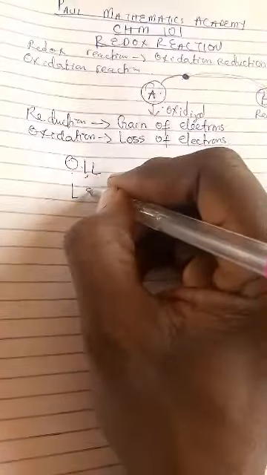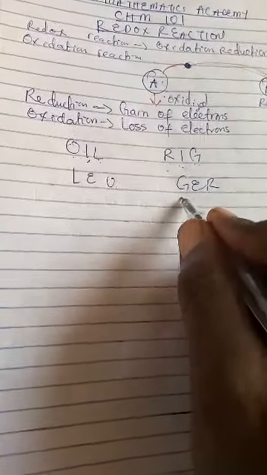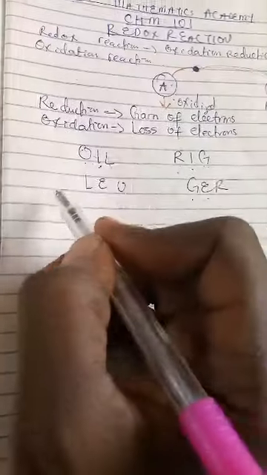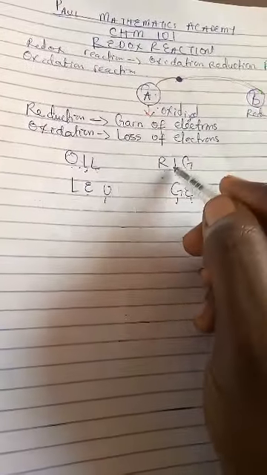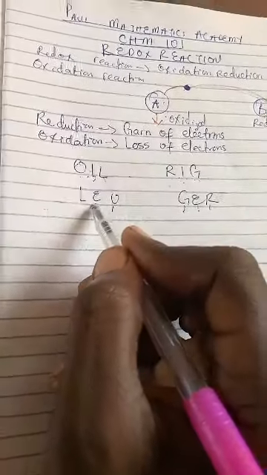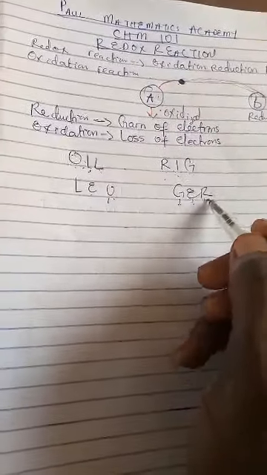Okay, now let me write another terminology: LEO and GER. L means loss of electron, and G means gain of electron. That is, loss of electron is oxidation, gain of electron is reduction. So you can make use of these terminologies or these acronyms.